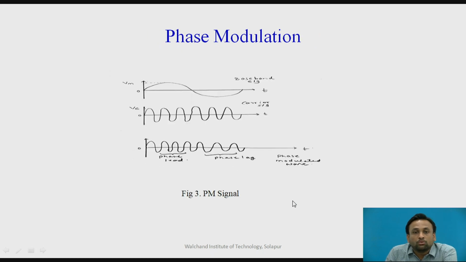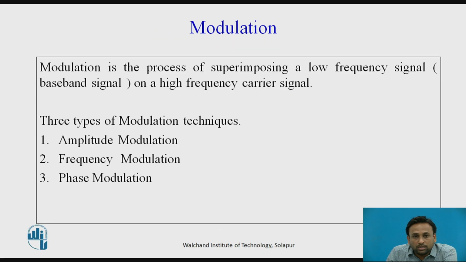Next one is the phase modulation, in which you are going to change the phase of the carrier signal with respect to a modulating signal by keeping amplitude and frequency constant. So as we have studied the three types of modulation: in amplitude modulation, you change the amplitude of the carrier signal with respect to a modulating signal. In frequency modulation, we change the frequency of the carrier signal with respect to a modulating signal. And in phase modulation, we change the phase of the carrier signal with respect to a modulating signal.